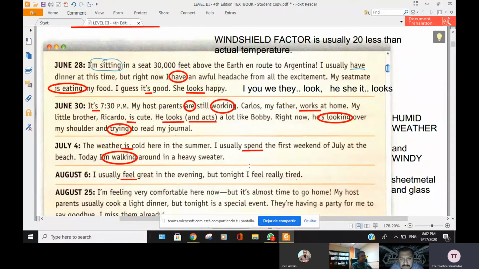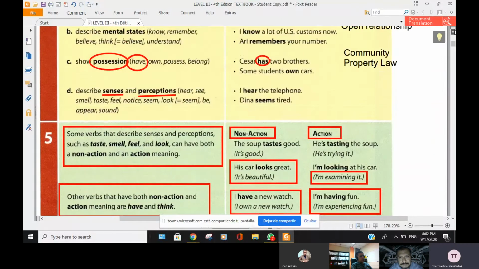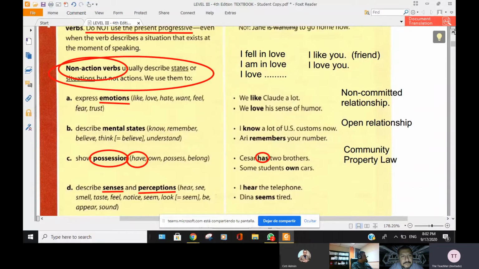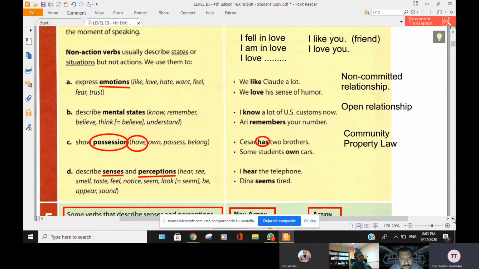Okay. Now, go ahead. Tonight, I feel. That is right now. It's not feeling, because feeling is incorrect. Use ing with this kind of verb according to the rules, because it is a non-action verb. Correct. If it's a non-action verb, then you cannot use it in the progressive.